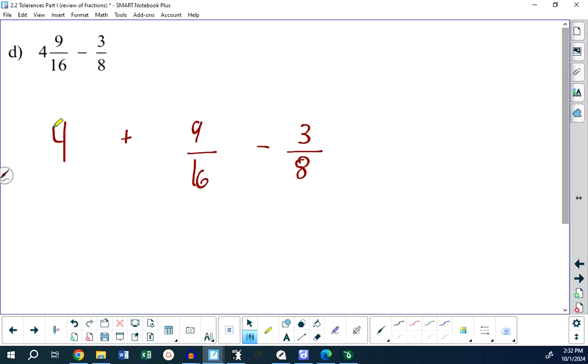Keldon, what would our common denominator be here? Do you know? What would we multiply one of these fractions by to get this by 2? And it's going to be which fraction? Good. So we're going to multiply this by 2 over 2. And we get 4 plus 9/16 minus 6/16.